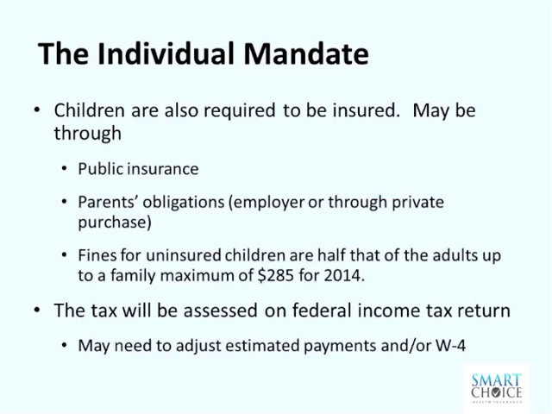And the fine for uninsured children is half of what the adults' is, up to a family maximum of $285 in 2014. I don't have all the figures for how much that's going to go up, but it's going to be half and go up at half. So in 2016, it'll be half of what the adults' is. That tax will be assessed on your federal income tax return.